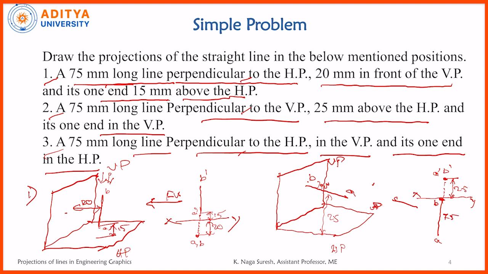The third one: the 75 mm long line perpendicular to HP, in the VP, with one end in the HP. So it appears like this. In the top view, it comes directly on the reference line. So this is A dash, B dash, and this is A comma B, and this is the 75 mm long line. This belongs to the third one and the other belongs to the second one. This is the answer. How it will be drawn in AutoCAD, we will discuss now.